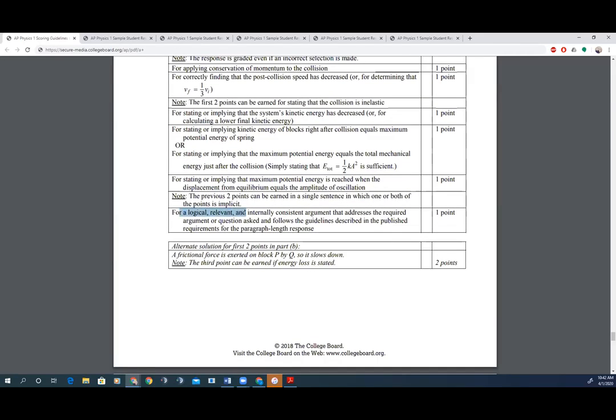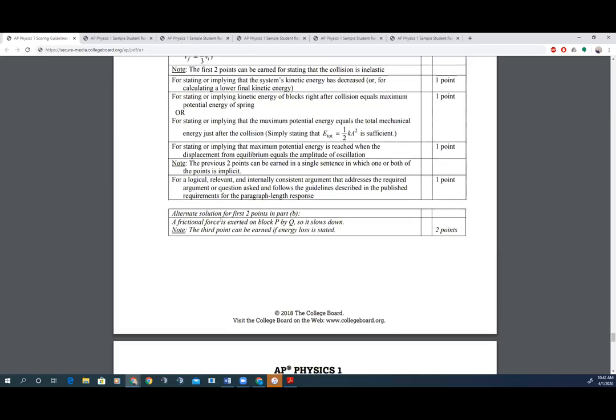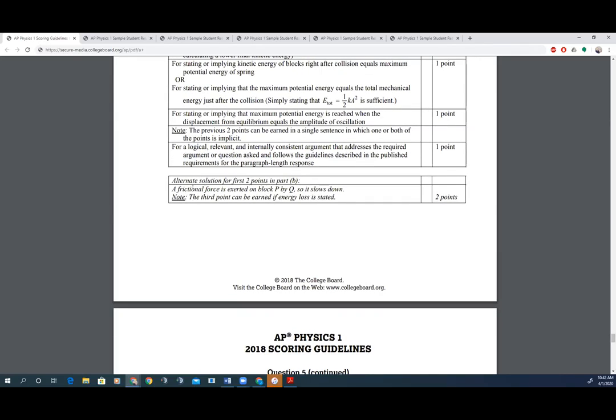And then for a logical, relevant, and internally consistent argument that addresses the required argument or question and follows the guidelines described in the published requirements for paragraph length response. Basically, for something that stays consistent and doesn't contradict itself and follows a clear logical thought process would be 1 point.